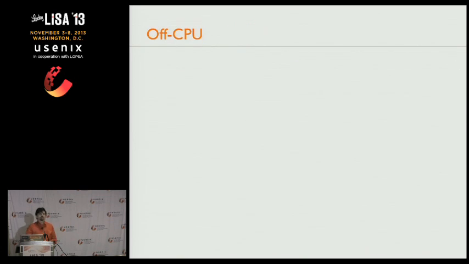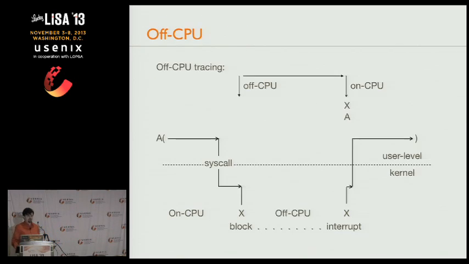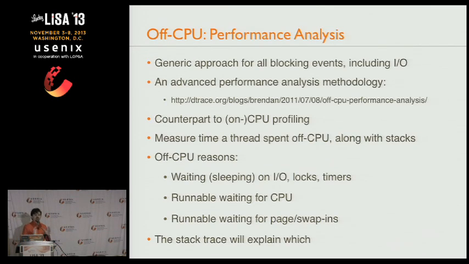Off-CPU is a different story. With off-CPU tracing, this is where I'm looking at the time from when I block to when an interrupt happens. And it's a generic approach for all blocking events, including I/O. So for this one, I can do I/O and I can do everything else. Every single reason you can block in an application, all at once. It's an advanced performance analysis methodology that I've written up before. It's the counterpart to on-CPU profiling.